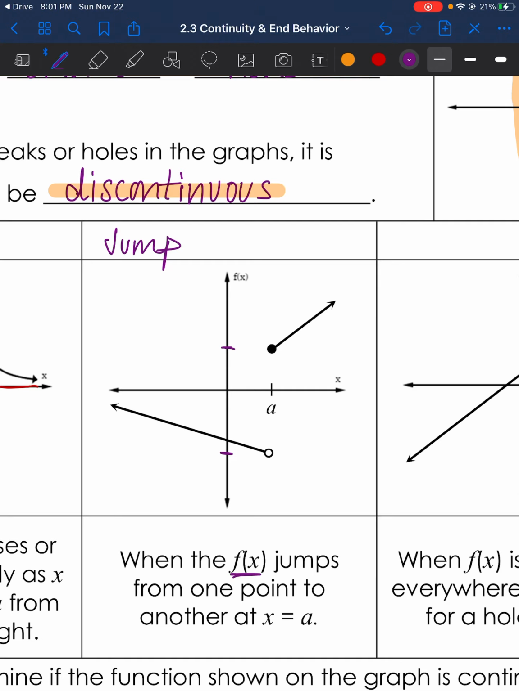There's a break in the function and it continues on in a different spot. You'll most often see a hole here, as in an undefined value, and then the actual value that the function's defined at is at a completely different spot. Okay, so that's a jump discontinuity.